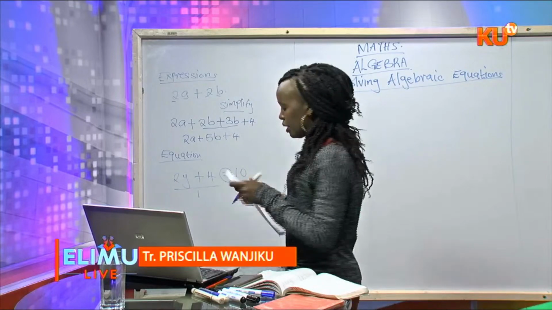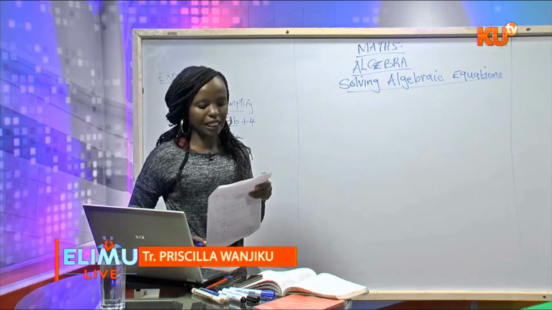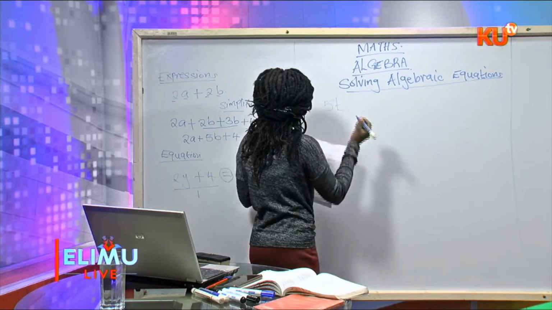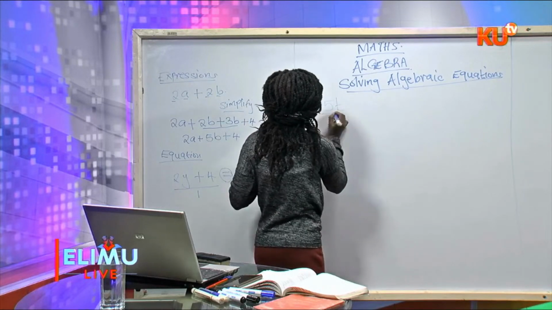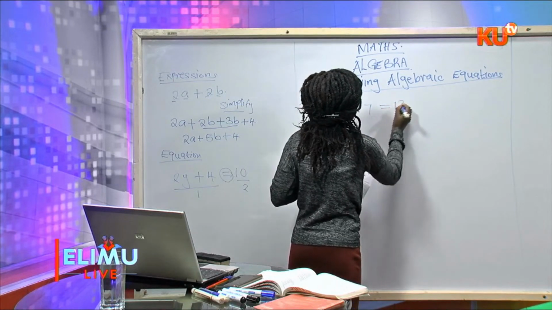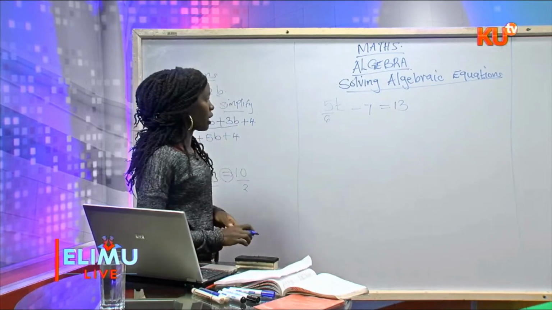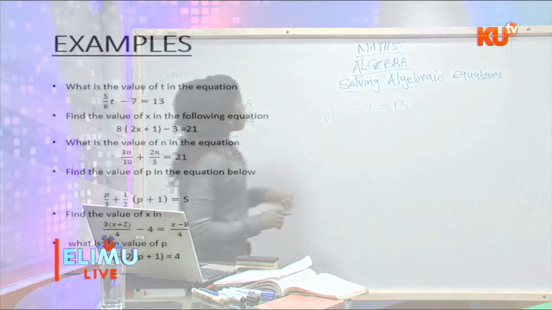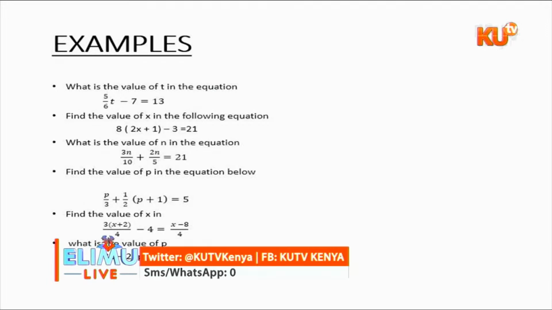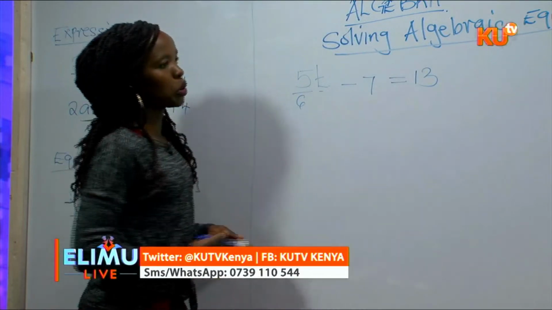So in our example number 1, I have a question. What is the value of t in the equation 5 over 6t minus 7 is equal to 13? We said for us to solve an algebraic equation, we need to find the value of the unknown. Remember, these are two expressions that are equal. So we need to find the value of this t so that we can balance our equation.